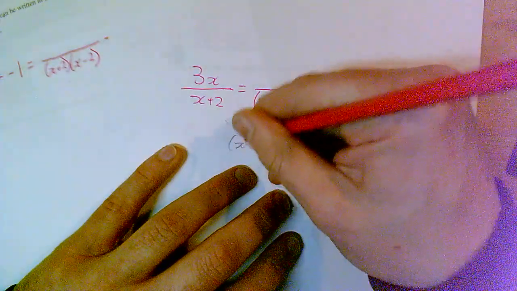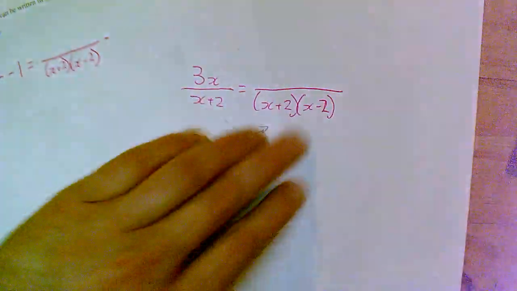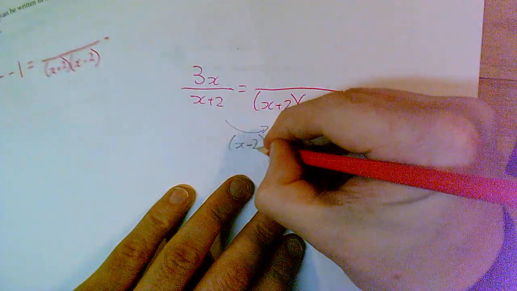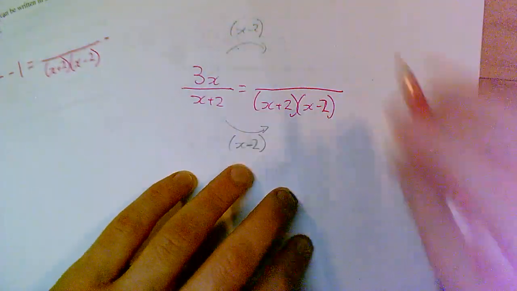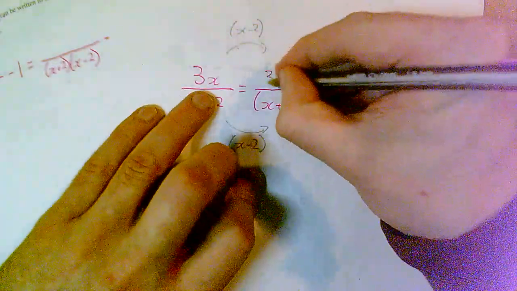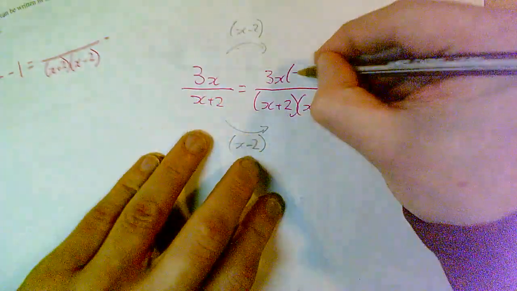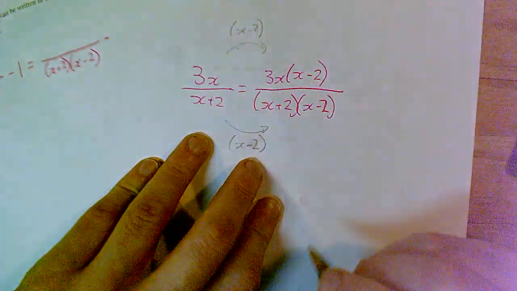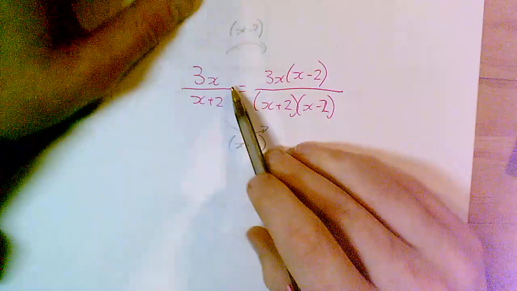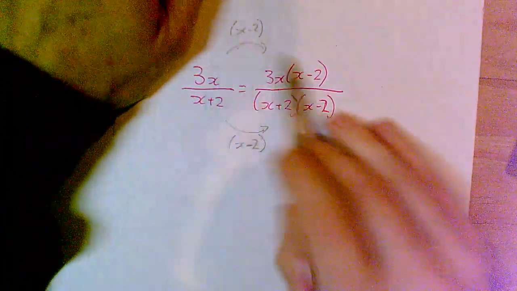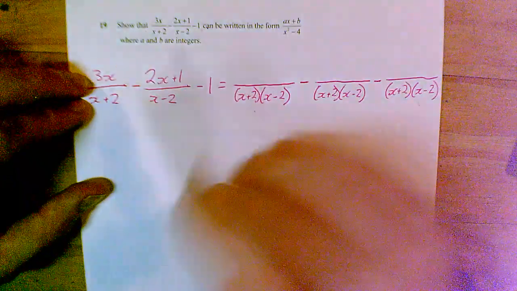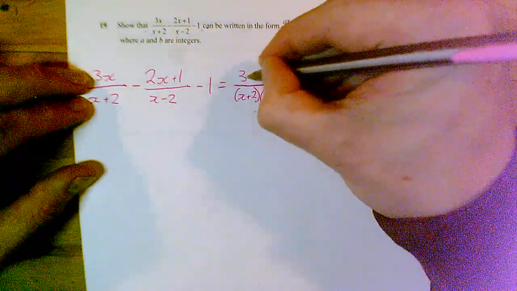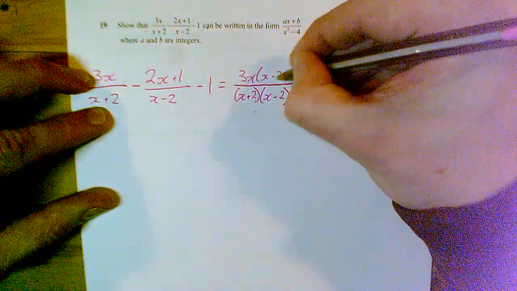I'm multiplying the denominator. It's already x plus 2. I've got to multiply it by x minus 2. So I've got to do the same to the numerator. So my numerator would become that 3x multiplied by x minus 2. So do the same to the denominator as you do to the numerator. So multiplying the top and bottom by x minus 2 gets me 3x, x minus 2.